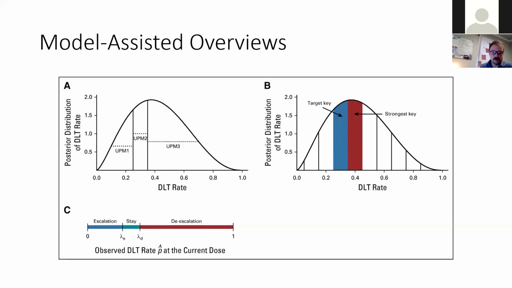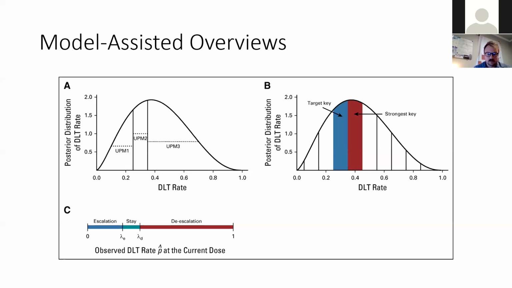Then finally, pretty simply, the BOIN design makes dose escalation and de-escalation recommendations simply by comparing our estimated DLT rate with the pre-specified dose escalation and de-escalation boundaries. So as you can see in this figure, we have the lower boundary and the higher boundary, and then just a small interval for where we stay.